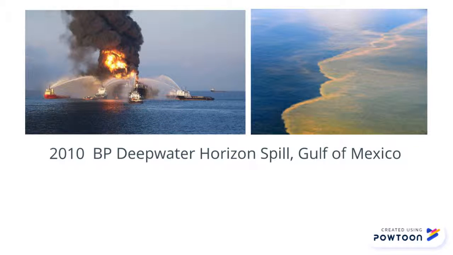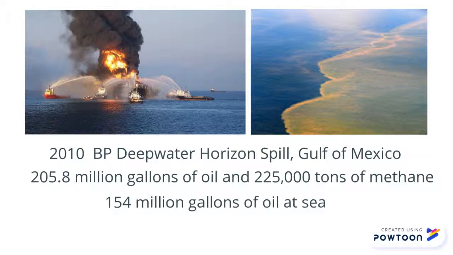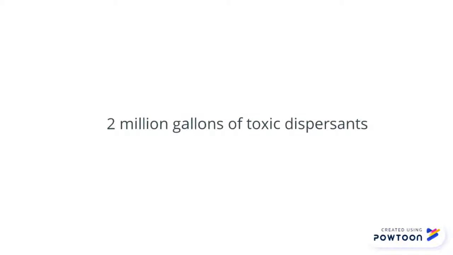An example of a disastrous oil spill is the 2010 BP Deepwater Horizon catastrophe near the Gulf of Mexico. 205.8 million gallons of oil and 225,000 tons of methane were spilled. Only about 25% was recovered, which leaves 154 million gallons of oil at sea. Nearly 2 million gallons of toxic dispersants were sprayed into the Gulf's waters.